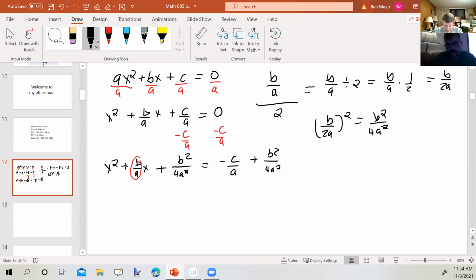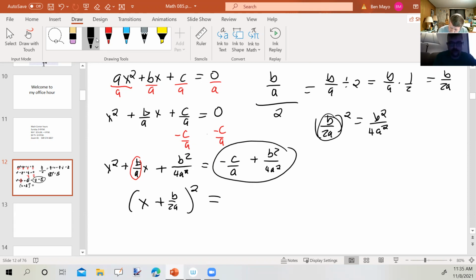All right, now having done that, on the left side of the equation, I should have a perfect square that looks like this: x plus b over 2a, the quantity squared, because remember, it's this thing right here, equals, on the right side, I'm going to do a little massage work. I'm going to reverse the order and write it b squared over 4a squared minus c over a.